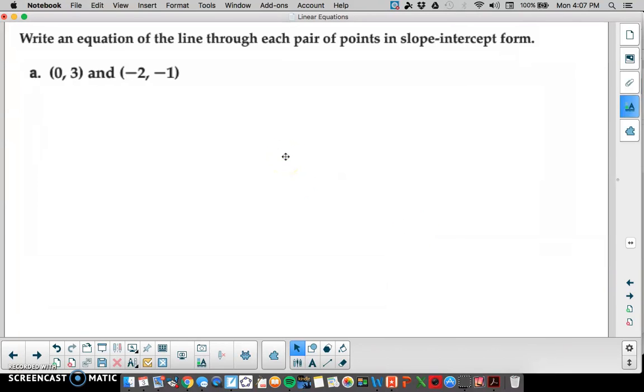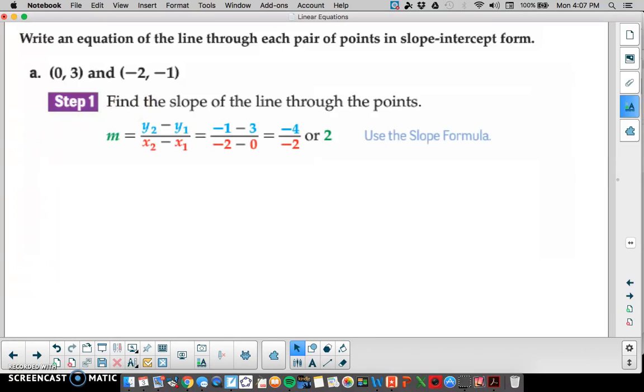Now in this problem, we're going to write the equation of the line in slope-intercept form. So I'm given these points here, (0, 3) and (-2, -1). Notice I'm not given the slope, so I'm going to have to find that first. So m is (y2 minus y1) over (x2 minus x1). Plugging those values in the formula, -1 is y2, 3 is y1, -2 is x2, and 0 is x1. So when we plug those in, we get -4 divided by -2, or positive 2.